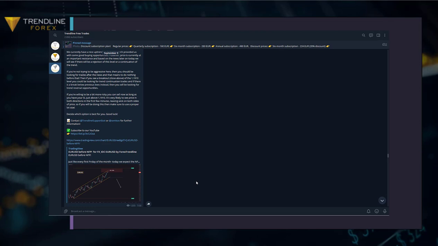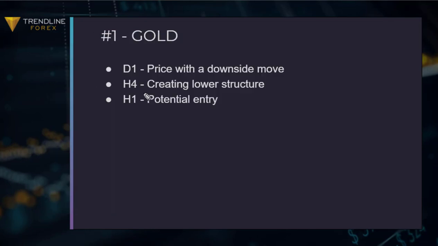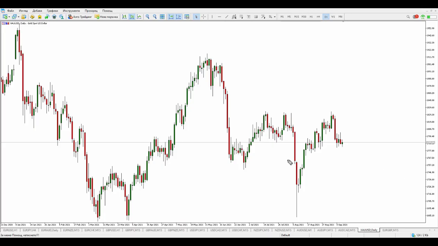Okay, now let's have a look at the situation here on gold. Looking at the daily time frame, again we see a reversal, price with a downside move. Then we're going to step down to the 4-hour chart and we'll see that in more detail. And then we're also going to check out the hourly chart and see what potential entries we might actually have pretty soon.